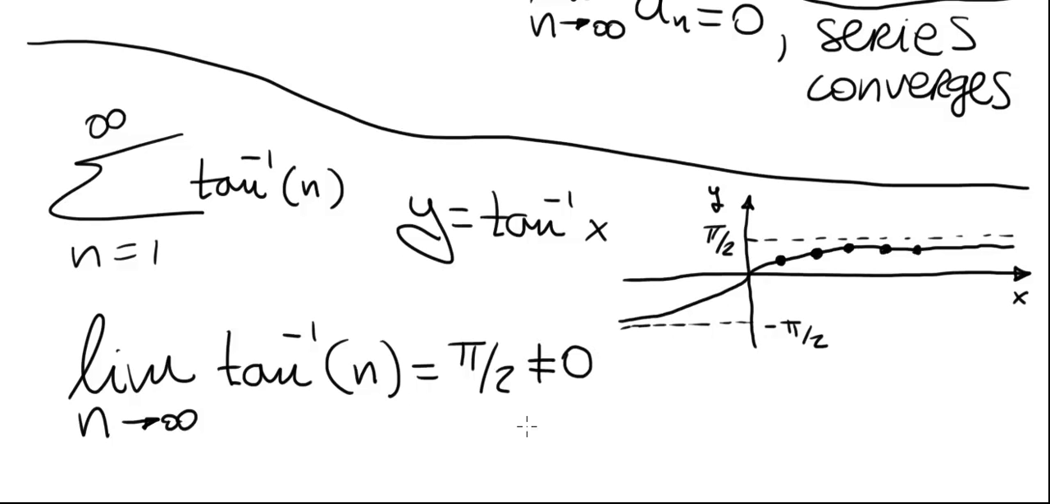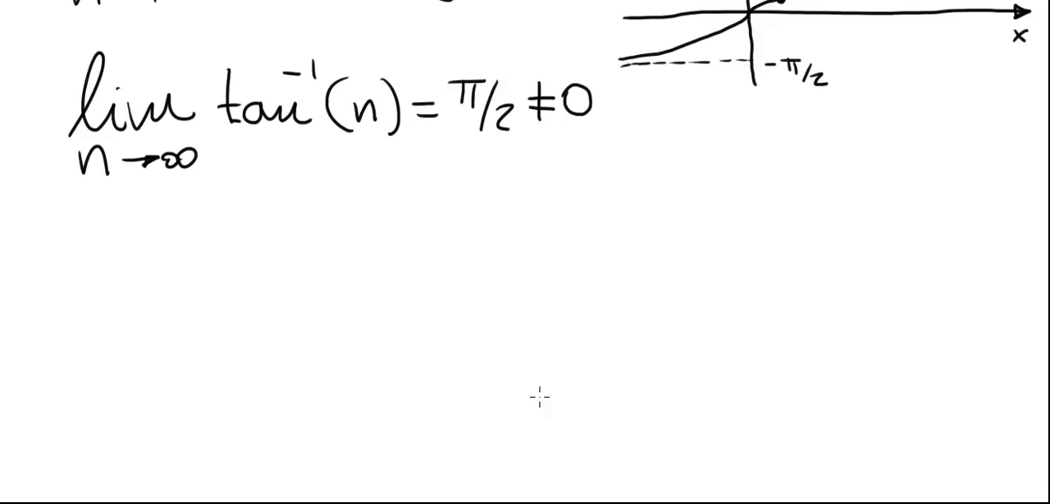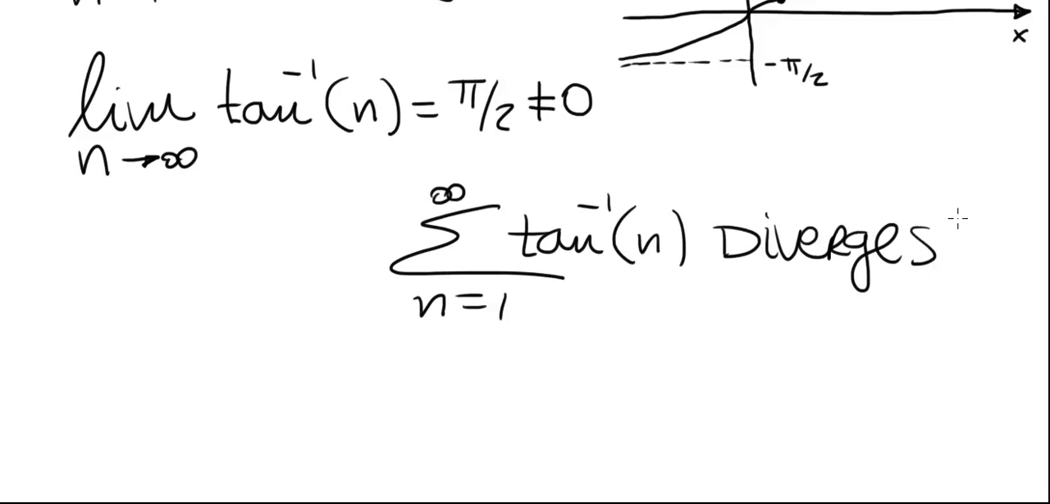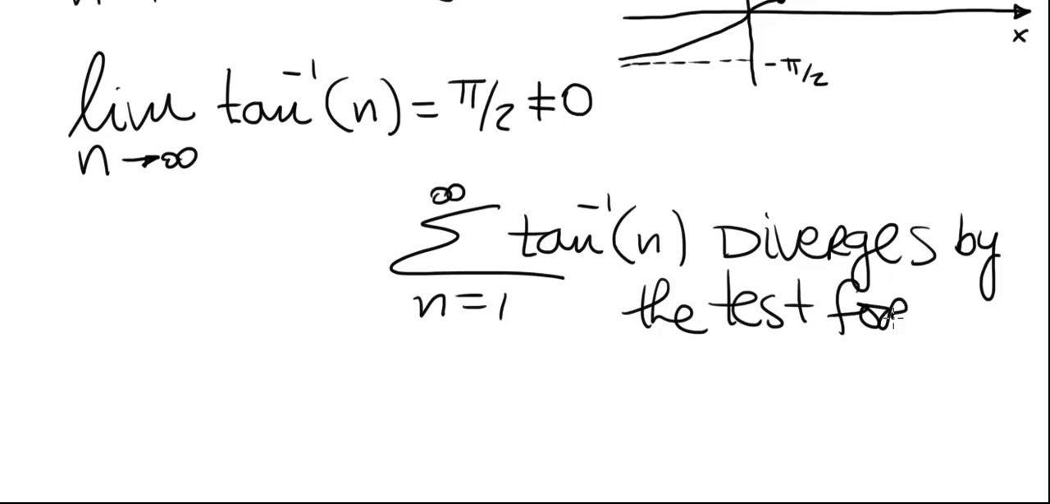Since this limit is not 0, the conclusion that we can draw is that this series diverges. We can now safely say that the series from 1 to infinity of inverse tangent of n diverges by the test for divergence.